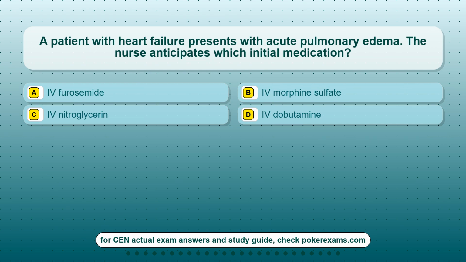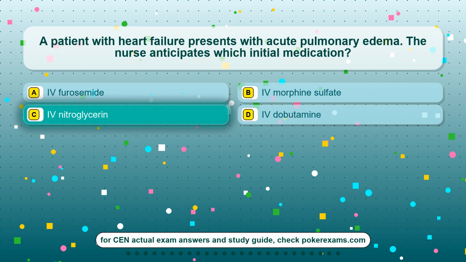Question 15. A patient with heart failure presents with acute pulmonary edema. The nurse anticipates which initial medication? Option A, IV furosemide. Option B, IV morphine sulfate. Option C, IV nitroglycerin. Option D, IV dobutamine.